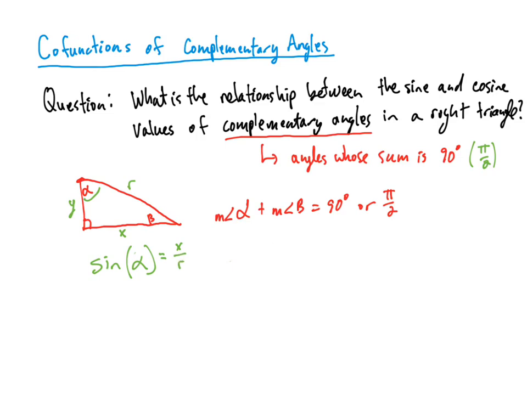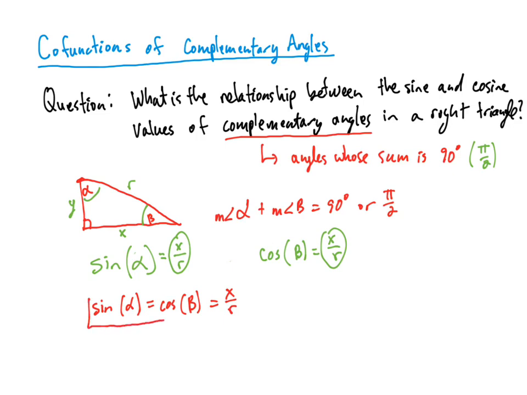And then let's do cosine of the complementary angle, so angle B or beta. That is going to be equal to, well, cosine is the adjacent side divided by the hypotenuse. So that's going to be x over r. So what we notice is that these ratios are the exact same. So we can write this in a single expression. Sine of alpha is equal to cosine of beta, and those are both equal to x over r.